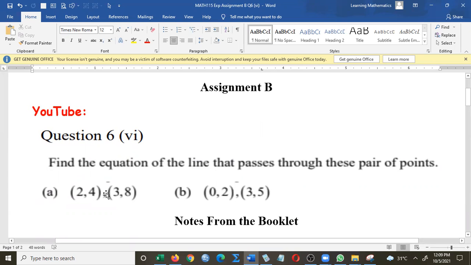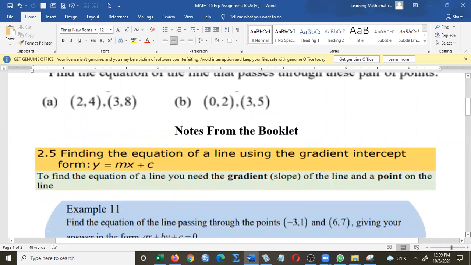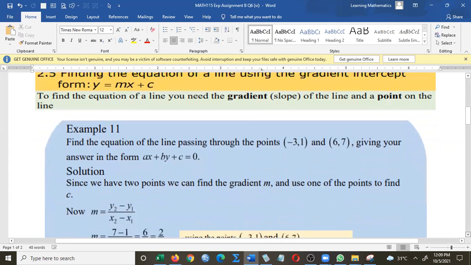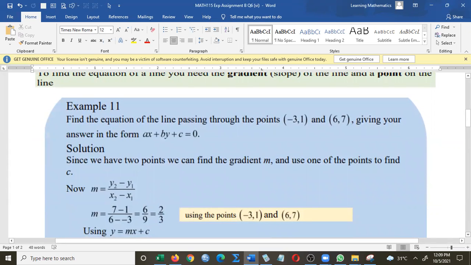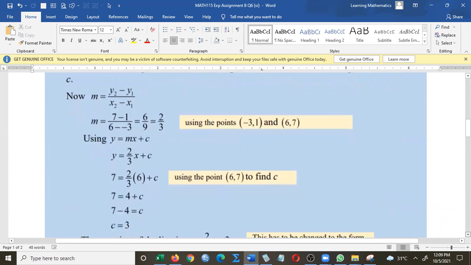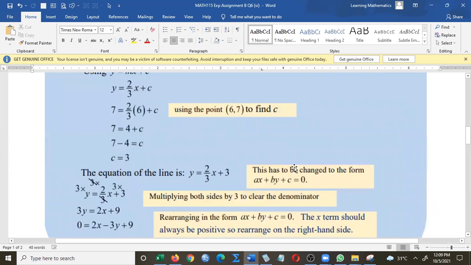The only difference is that you are not given the gradient, you are only given 2 points. Each point has 2 coordinates. Now, what we need to do is check the notes from the booklet: find the equation of a line using the gradient-intercept form y is equal to mx plus c, where you have 2 points, and use the 2 points to calculate the gradient, y2 minus y1 over x2 minus x1, and then you use a point to calculate c.